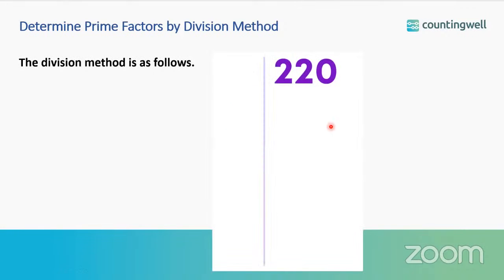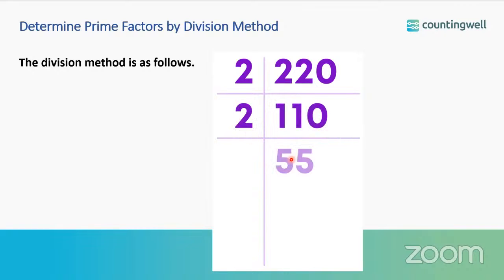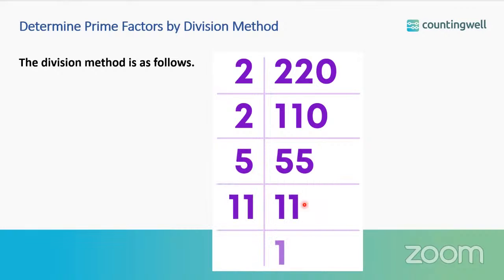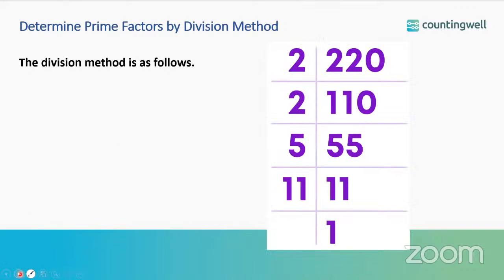Hence, you can see how we have divided. First divide by 2, you will get 110. Again divide by 2, you will get 55. Then divide by 5, you will get 11. 5 elevens are 55, then 11 ones are 11. In this way you can find prime factors using the division method. So what are the prime factors of 220? 2, 2, 5 and 11.